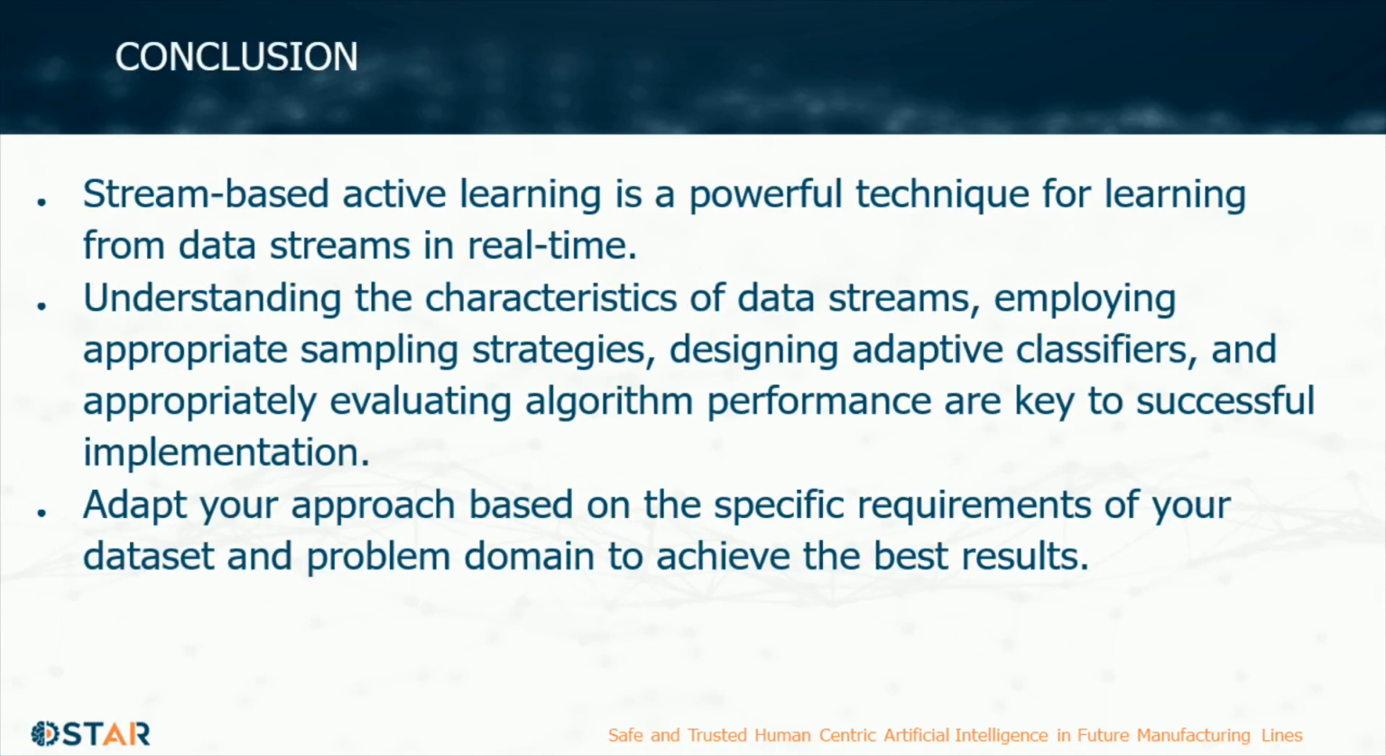Stream-based active learning is a powerful technique for learning from data streams in real time. By actively selecting informative samples for labeling, it can improve model performance with limited labeling resources. Understanding the characteristics of data streams, employing appropriate sampling strategies, designing adaptive classifiers, and appropriately evaluating algorithm performance are key to successfully implementing stream-based active learning. Remember to adapt your approach based on the specific requirements of your dataset and problem domain to achieve the best results.